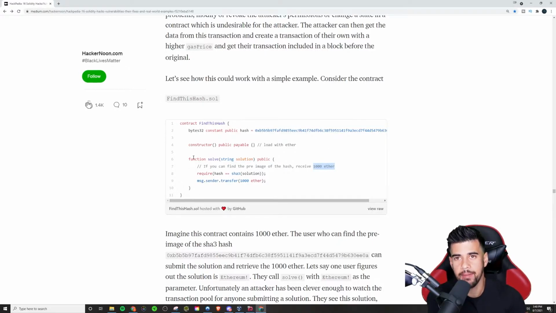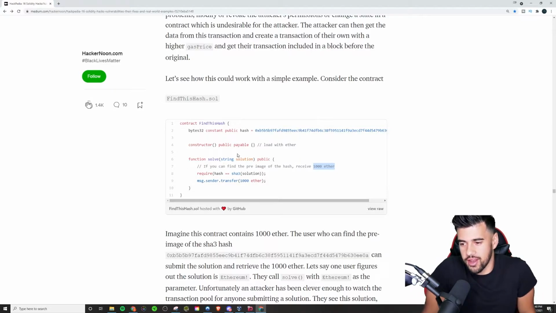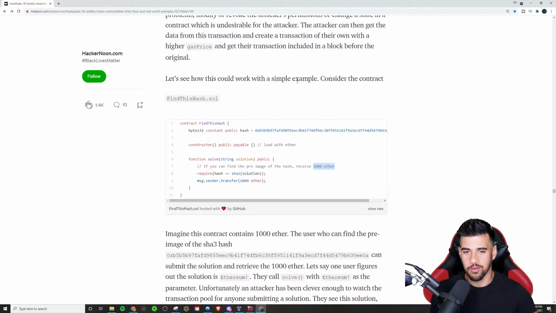And by the time the original guy who actually had the original solution, by the time his block gets processed, all the Ether will be taken out of the contract already. So even though he had the solution before you, you front ran him, and he got rugged, basically, right?